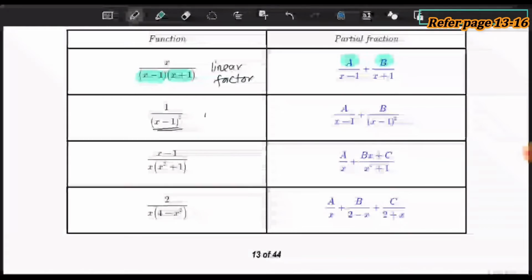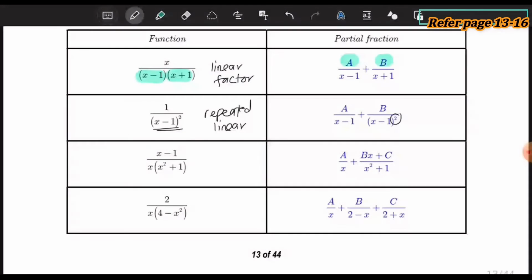And for repeated linear factor, we need to increase the power one by one. First, we have a over x minus 1 plus b over x minus 1 squared. We increase the power one by one.